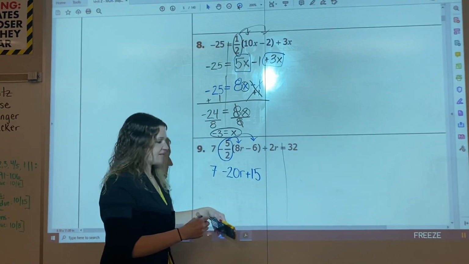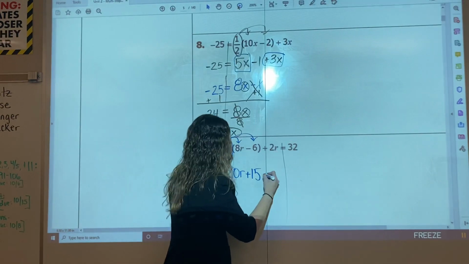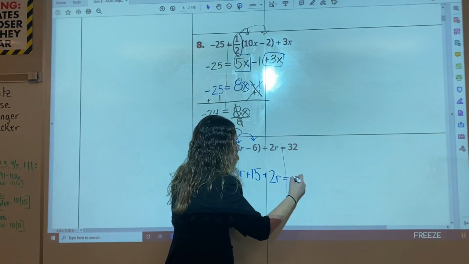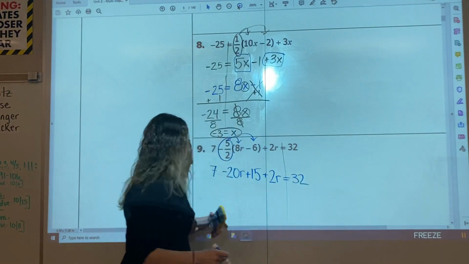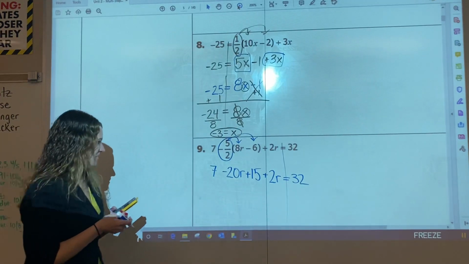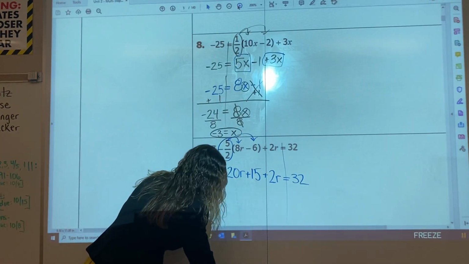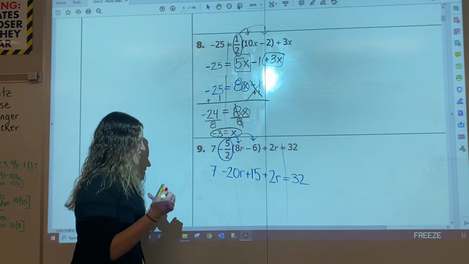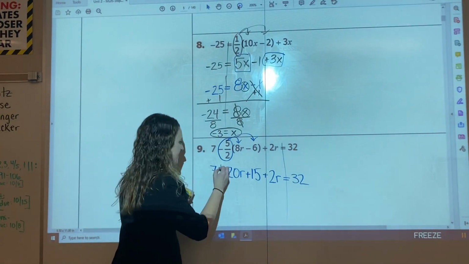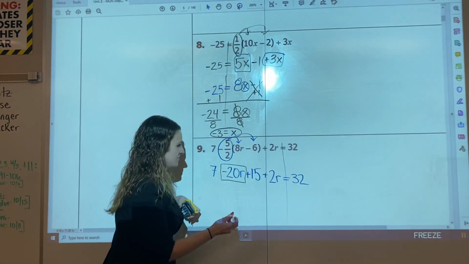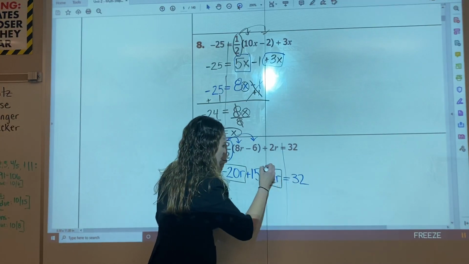I'm going to bring down everything else. So then I have plus 2r equals 32. All right. Let's look for some like terms. Well, I see a set right here. This negative 20r and this positive 2r.